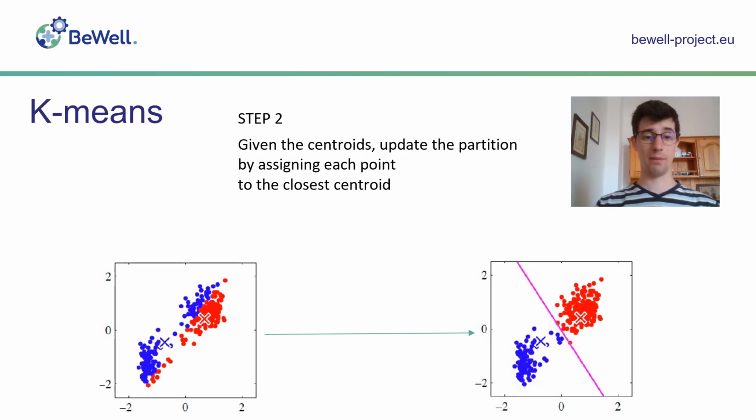In the second step, given the centroids, we update the partition by assigning each point to the closest centroid. Looking at the example, we see that this time the location of the crosses does not change. What changes are the colors of the points. Indeed, all points below the pink line are assigned to the blue cluster and the other ones to the red cluster.